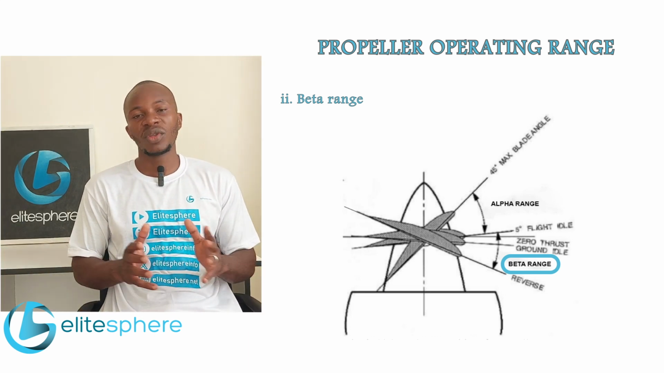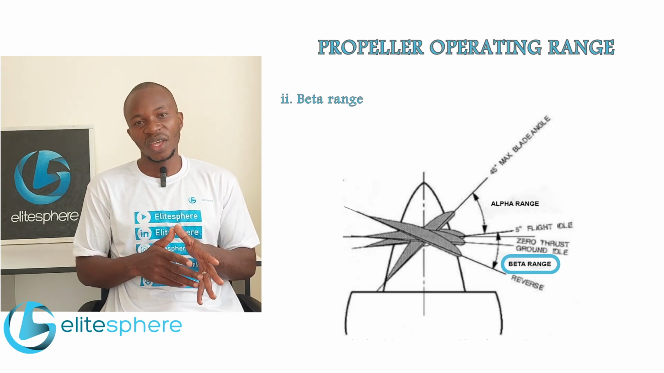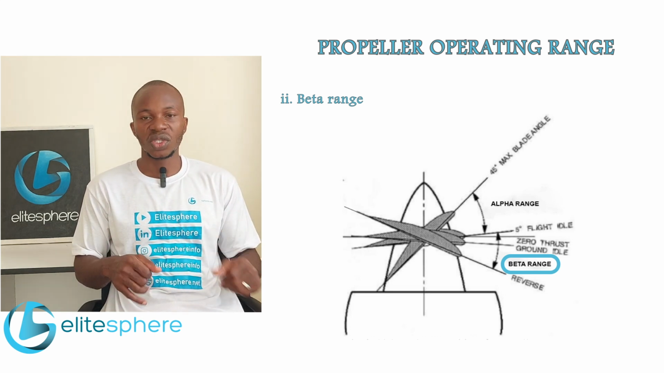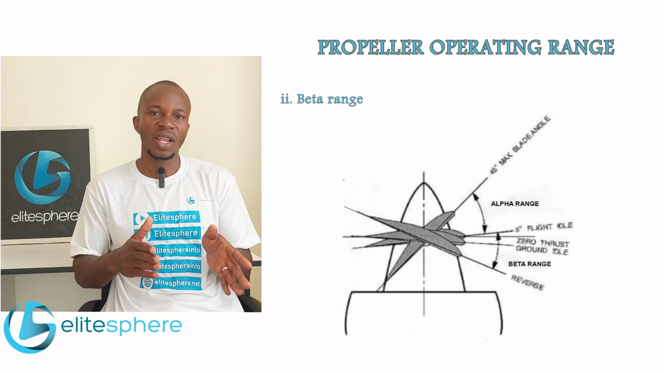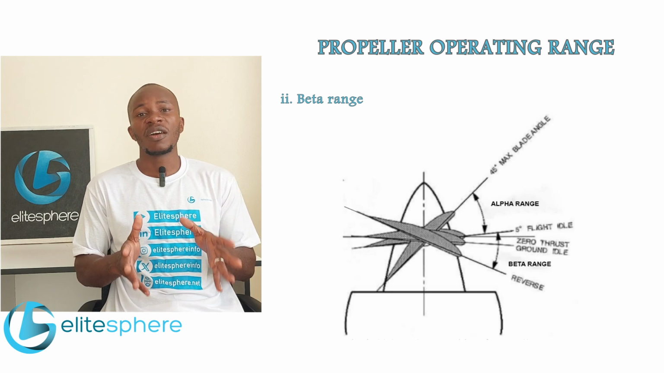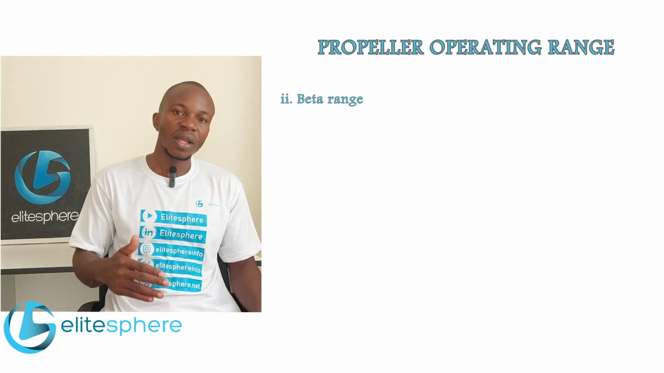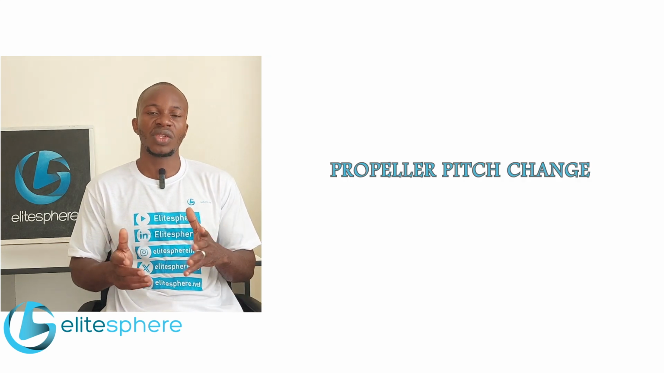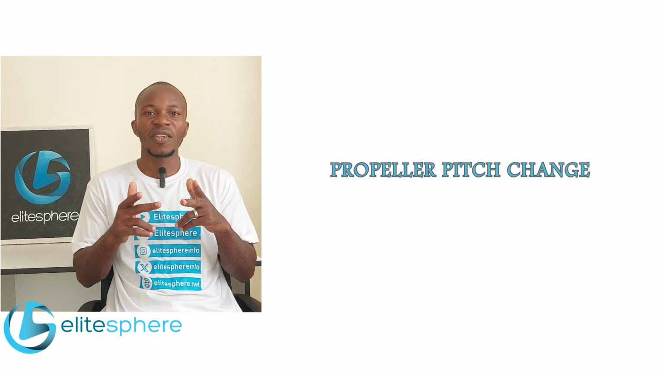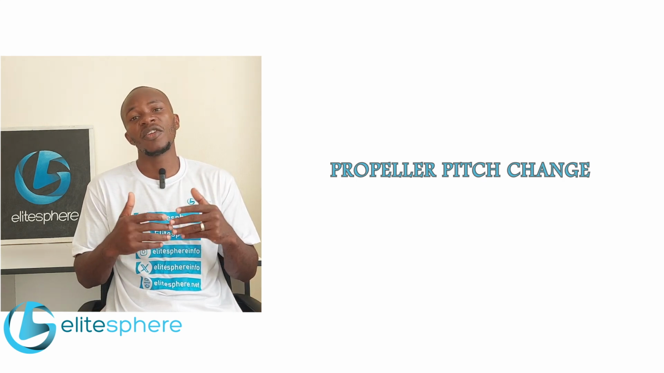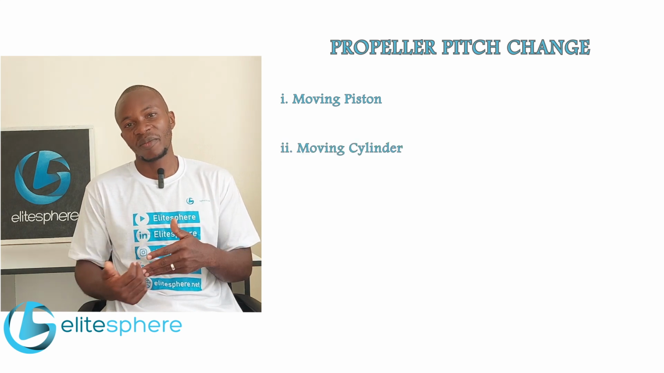Another difference between the beta range and the alpha range is that in the beta range it is the pilot who controls the pitch of the propeller, while in the alpha range it is the propeller governor that controls the propeller pitch. Now next we're going to look at ways in which this propeller pitch change is achieved. There are two mechanisms that can be found on an aircraft. There is a moving piston mechanism and there is a moving cylinder mechanism.